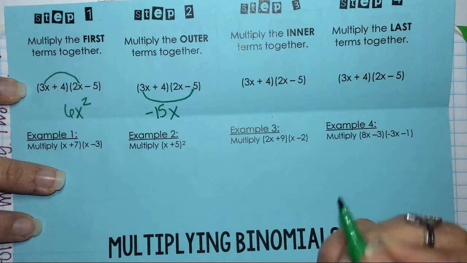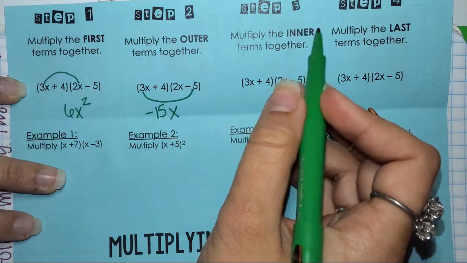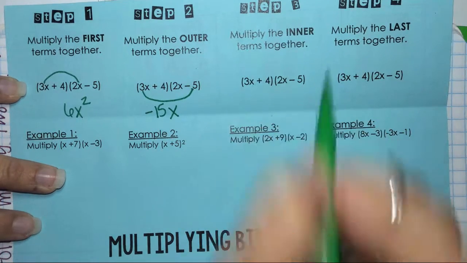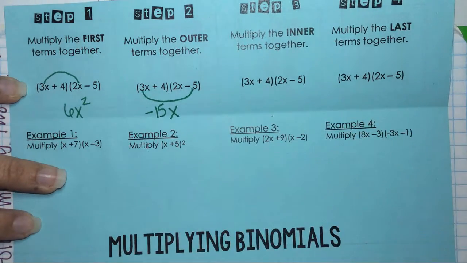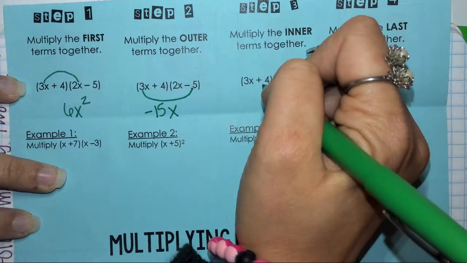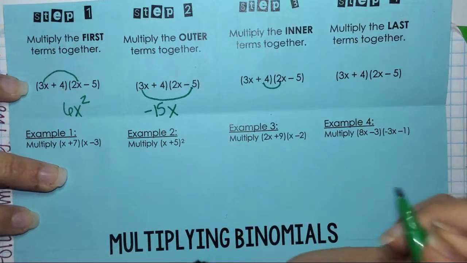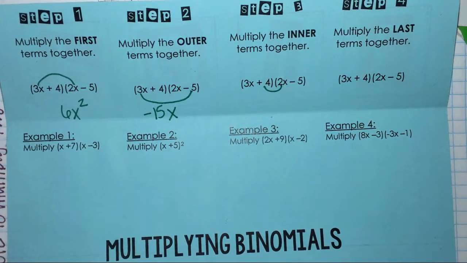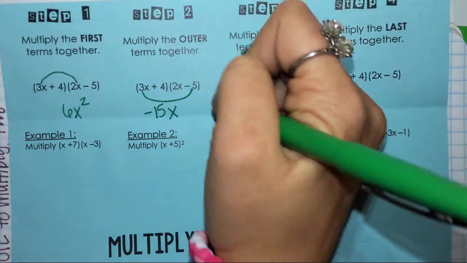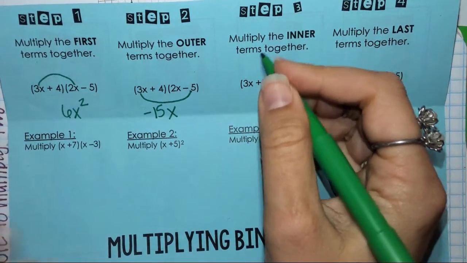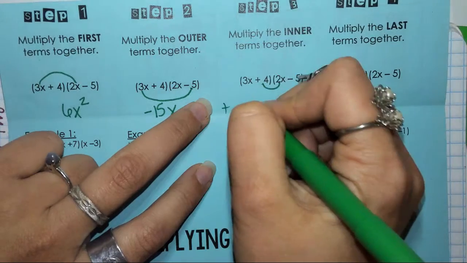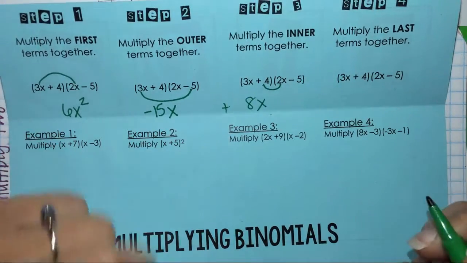Okay, Chuckles. Now, the I stands for inner. You're multiplying the inner terms together. So what is on the inside? 4 and 2x. And that makes our nose. So what's 4 times 2x? 8x. And is it a plus 8x or a minus 8x? Plus, because it's positive.